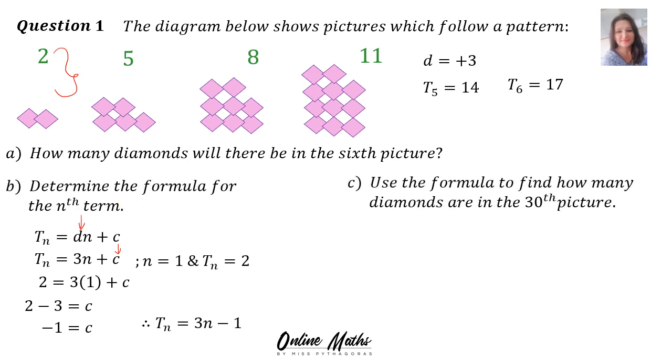C. Use the formula to find how many diamonds are in the 30th picture. So instead of adding the constant difference plus 3, we use the formula that we just calculated. Tn is equal to minus 3n, I beg your pardon, Tn is equal to 3n minus 1. And in n's place we substitute 30. Therefore, there will be 89 diamonds in the 30th picture.